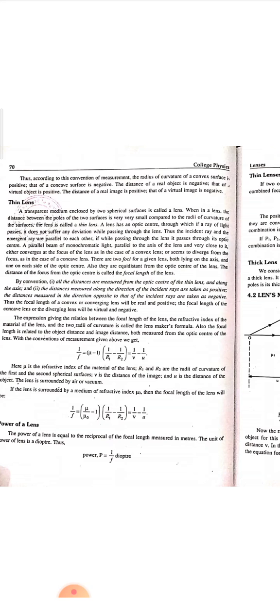By convention, all the distances are measured from the optic center of the thin lens and along the axis, and distances measured along the direction of the incident ray are taken as positive, whereas distances measured in the direction opposite to that of the incident rays are taken as negative. Thus the focal length of a convex or converging lens, convex lens is also called a converging lens, whereas the concave lens is called a diverging lens.